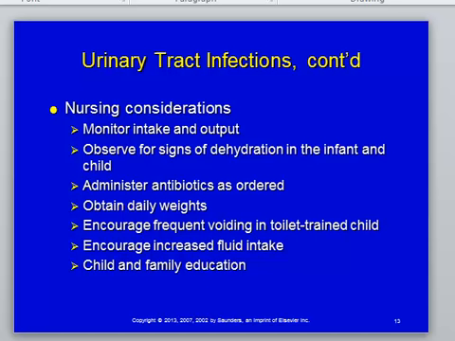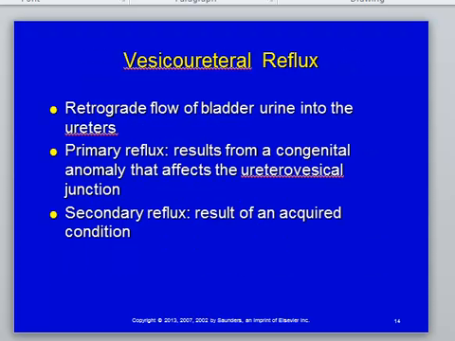So it's really cute. Anyway, we also want to encourage increased fluid intake, very important, and it's important to educate the child and family as well.